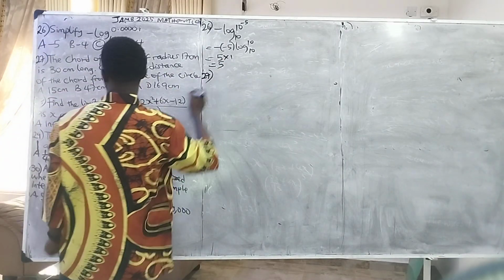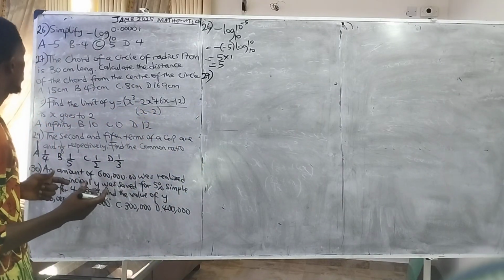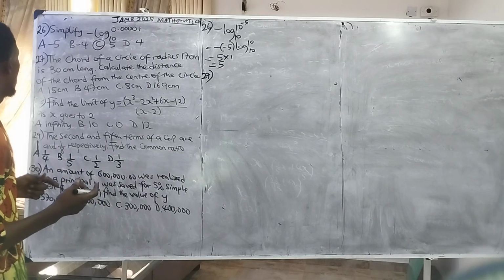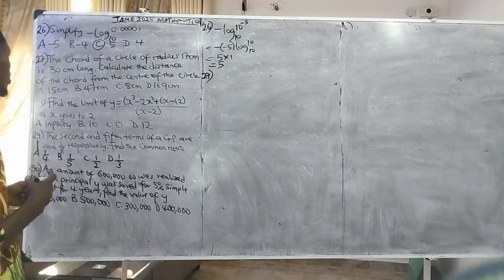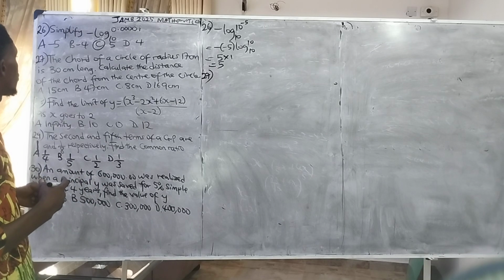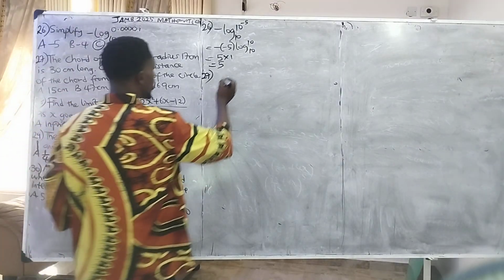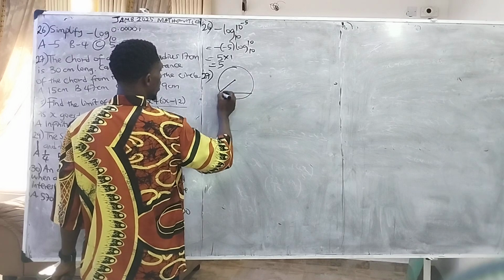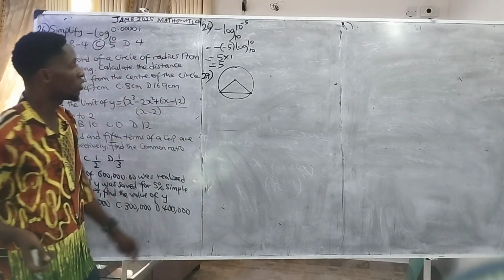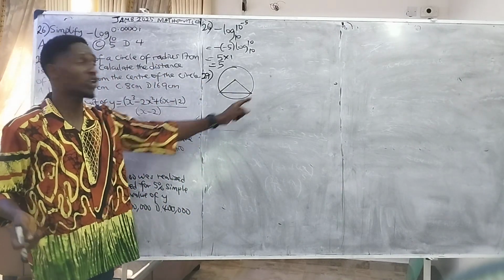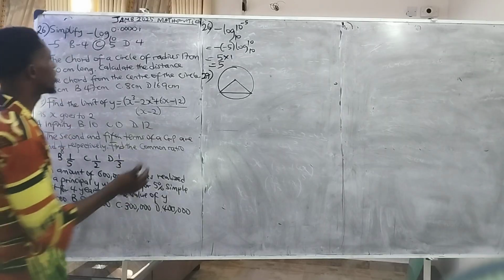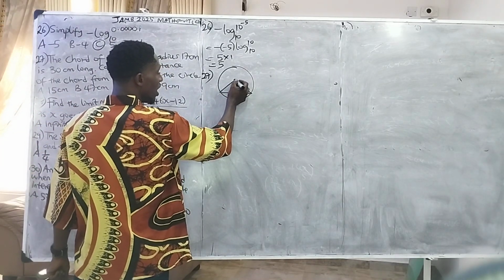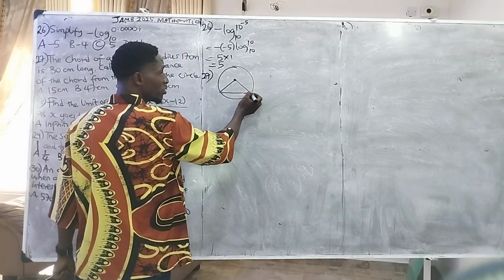Number 27. The chord of a circle of radius 17 cm is 30 cm long. Calculate the distance of the chord from the center. Look at how I always like to solve this. This is a chord. This is the center. A chord is a line drawn from one part of the circumference to the other. So you can see from here, the radius is from this center. The radius of a circle is any line from the center to any part of the circumference.